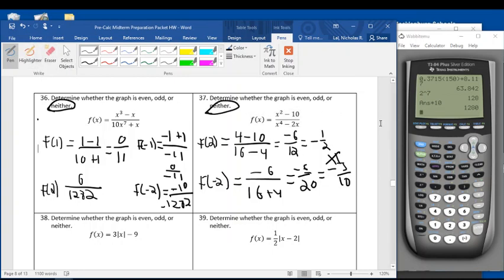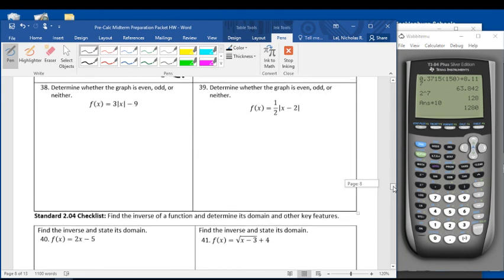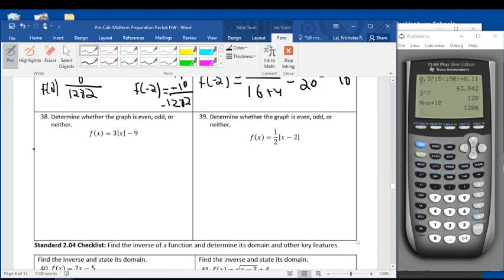Let's go to 38. Three times the absolute value of x minus 9. I don't know, maybe I messed up with the syntax there. 3 times the absolute value of x minus 9. Find that table.